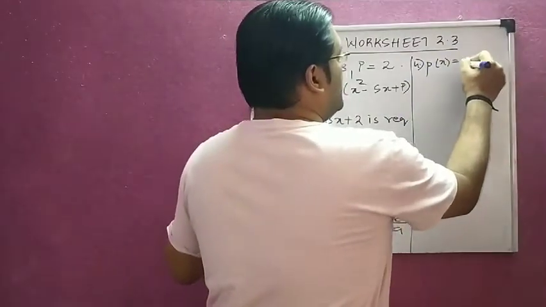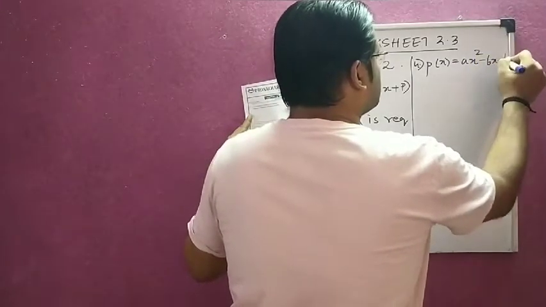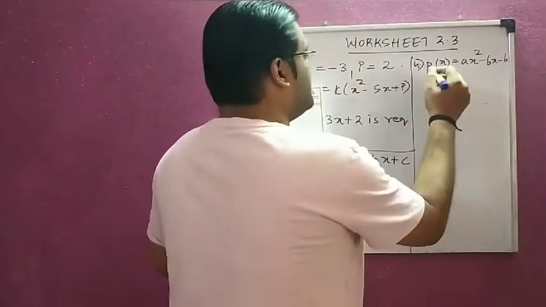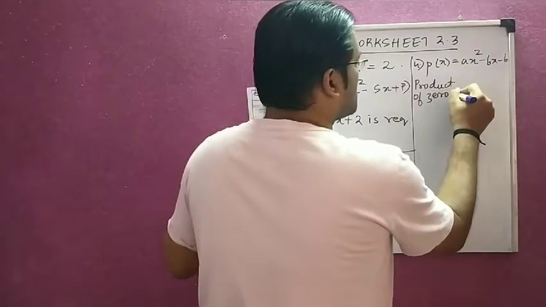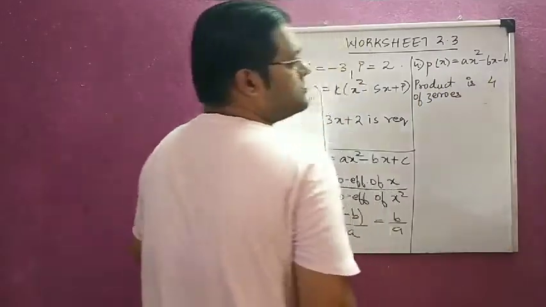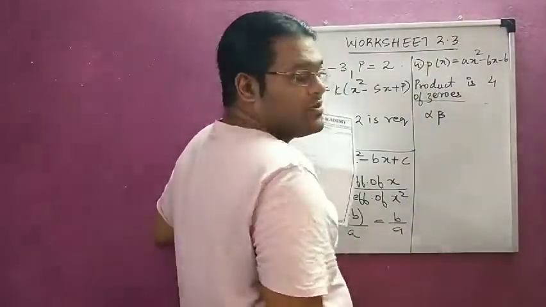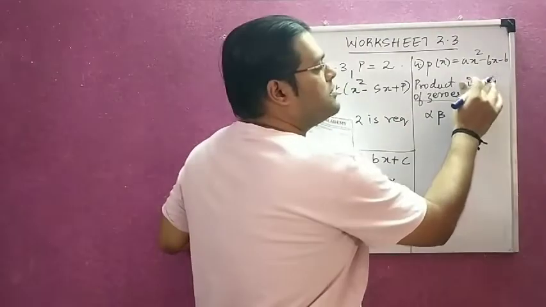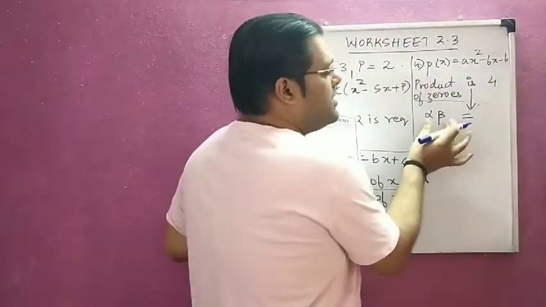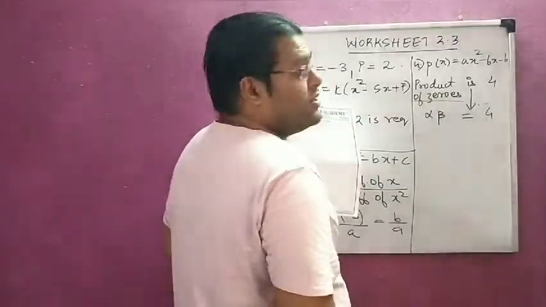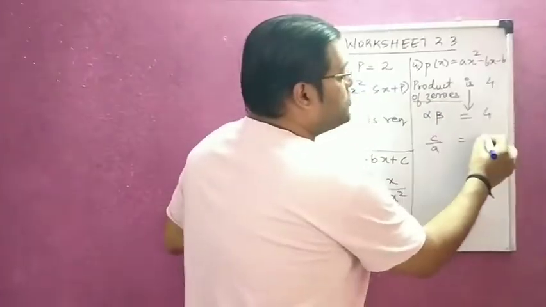Question 4. Px is equal to ax square minus 6x minus 6. Now we are being told that the product of zeros is 4. Now, how do we express product of zeros? So I can say alpha into beta is equal to 4. Now what is alpha into beta? So I can say the formula is c upon a, that is equal to 4.